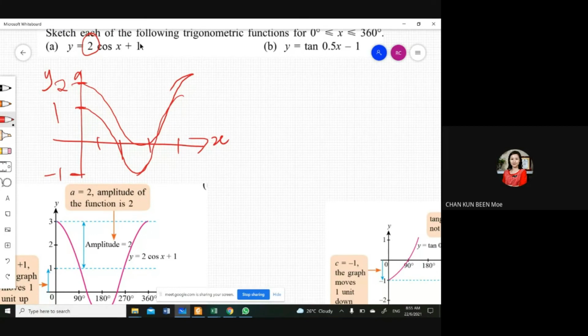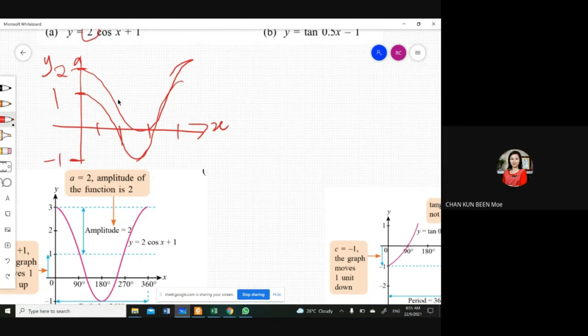You are going to move another, what? Another 1 unit vertically up the x-axis. So you can see from 2, you add 1. It becomes 3 here.